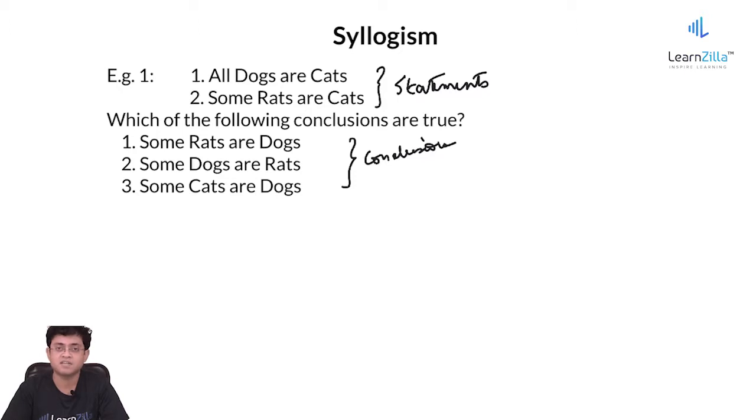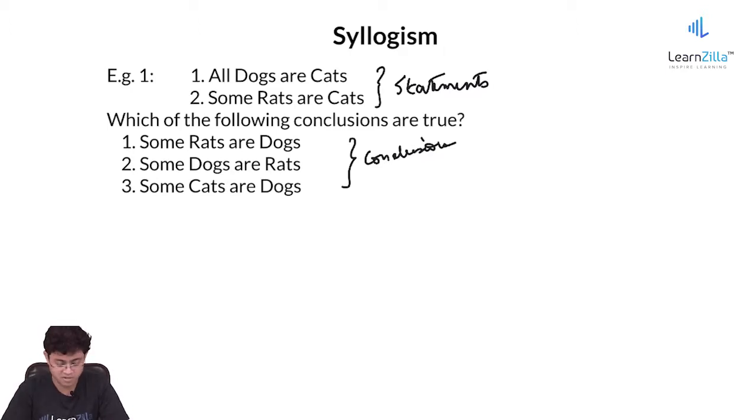We'll test, is it true for all the possible diagrams or not? Then if it fails for any particular diagram, then it's false. But if it is true for all possible diagrams, then it is true. Okay, it sounds very complicated, but believe me, it's not. And with practice, you're going to get better and better.